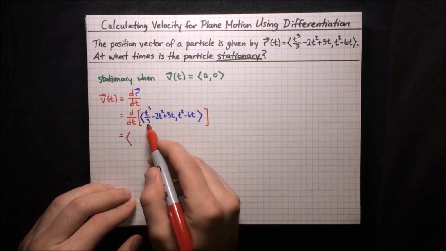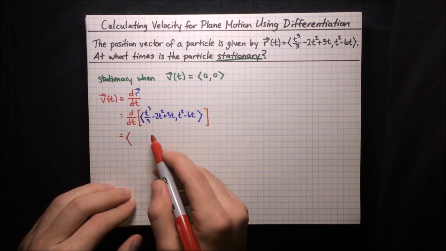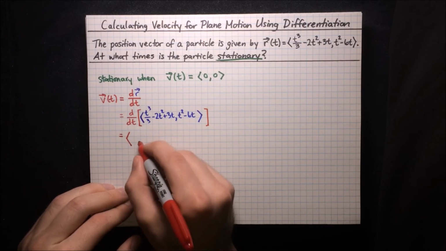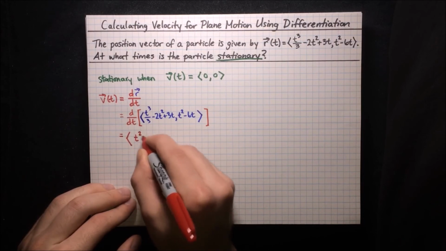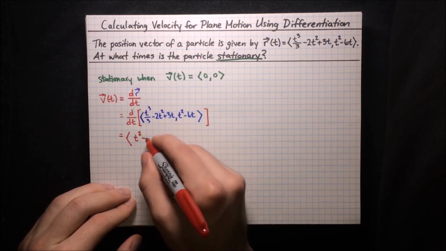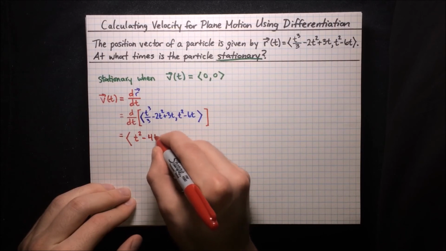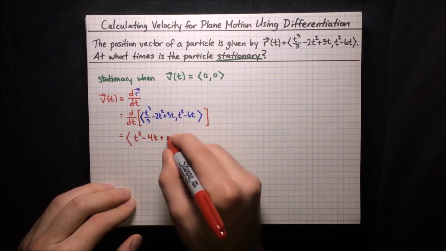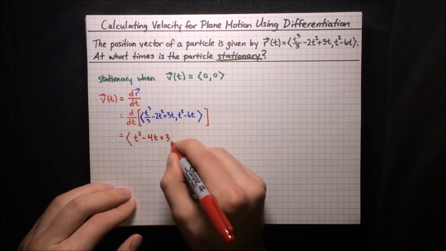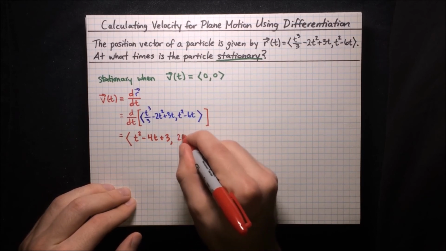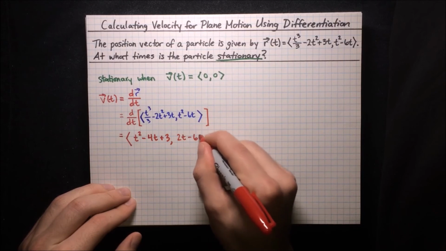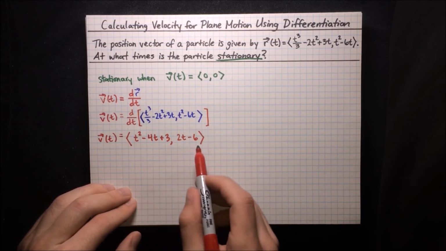So first, the derivative of the first component, the derivative of t cubed over 3, well, that's just 3t squared over 3, which simplifies to just t squared. And then minus the derivative of 2t squared, which is 4t, and then plus the derivative of 3t, which is just 3. Onward to the second component, the derivative of t squared minus 6t is just 2t minus 6. So that is our velocity vector.